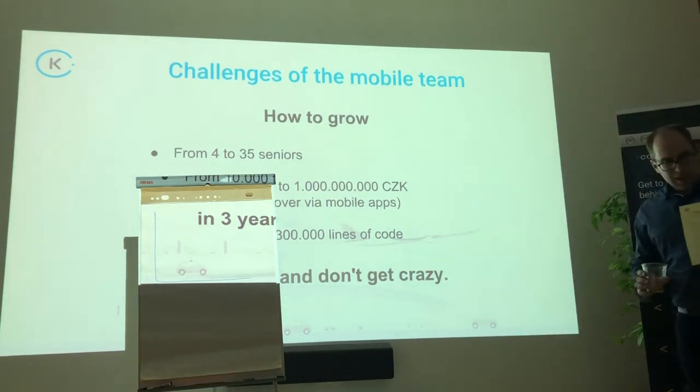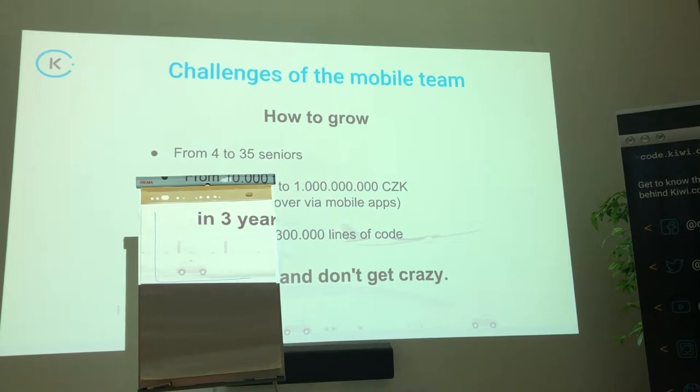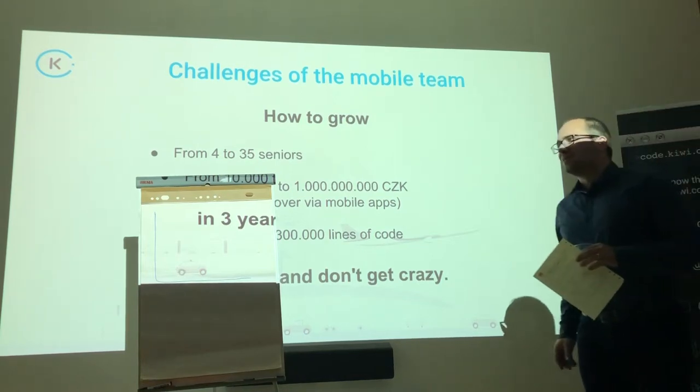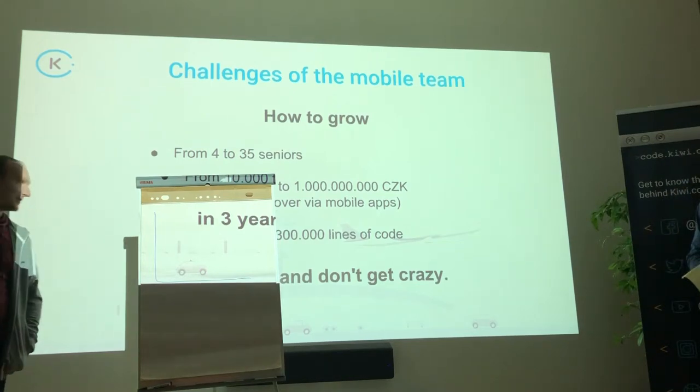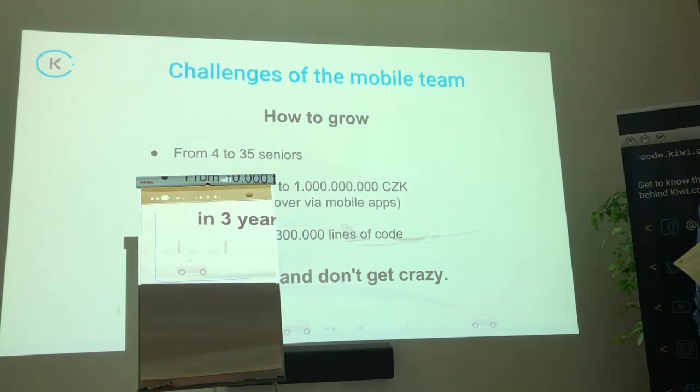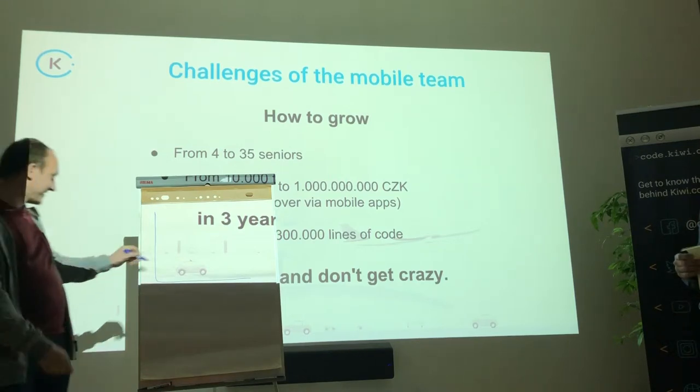We would like to say what you shouldn't do if you don't want to get crazy like both of us. We started our mobile applications for Android and iOS nearly 2.5 years ago, with a small team of, I don't know, four senior developers and a few part-time juniors. Those proof of concept or minimum viable product applications were nearly 10,000 lines of code. So we started somewhere in here.